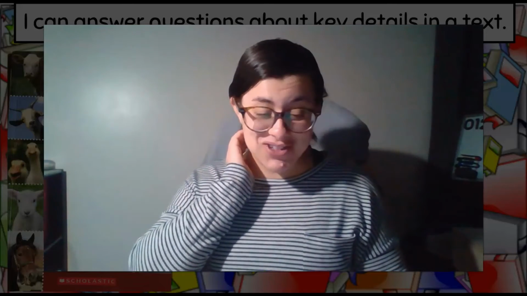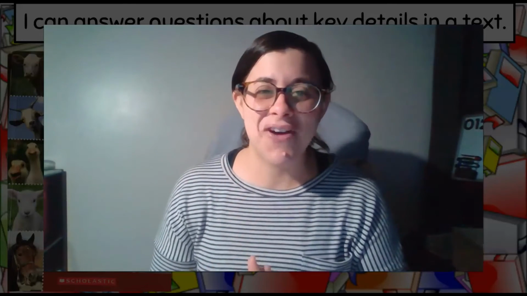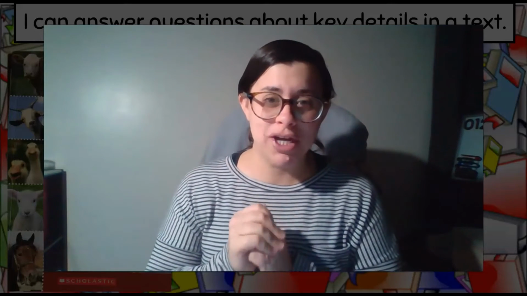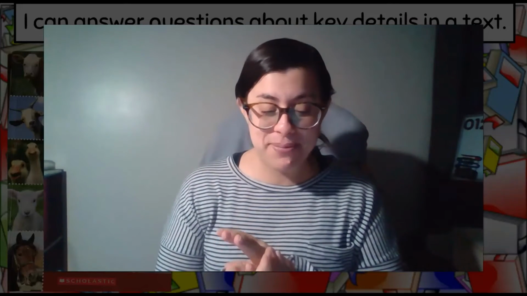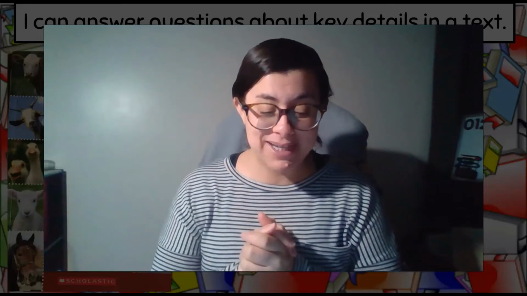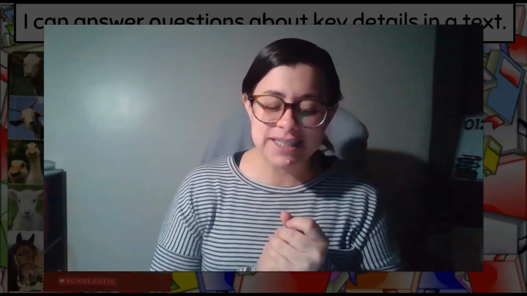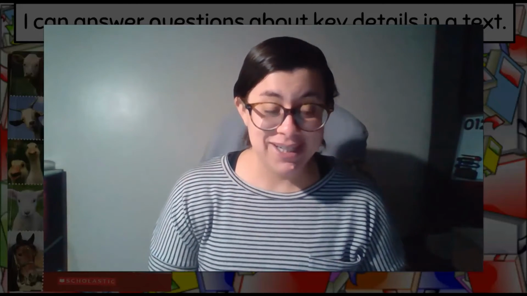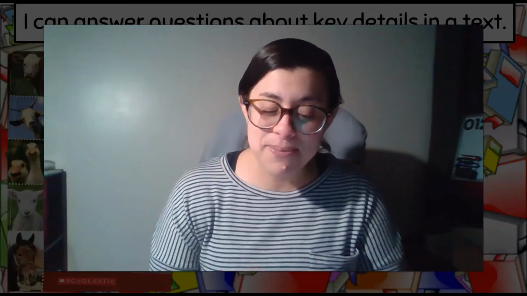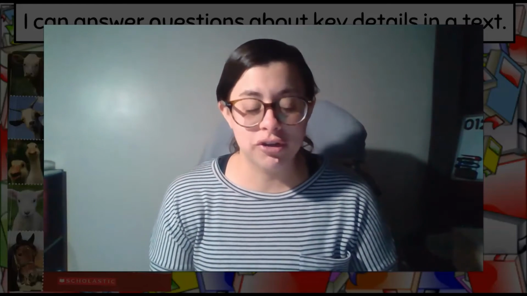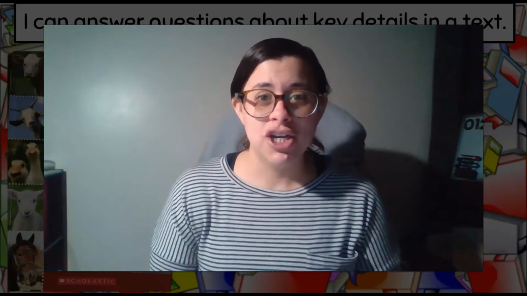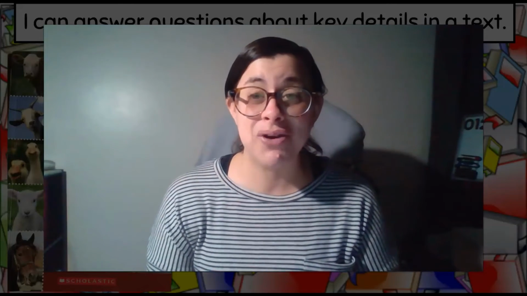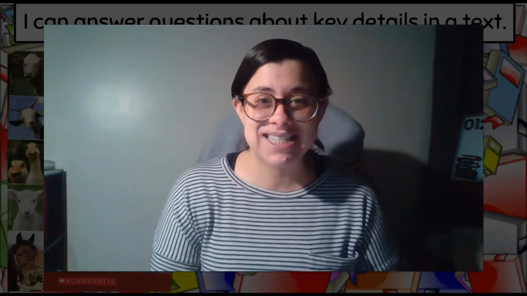Today we're going to continue to dive into the text Farm Animals. In an earlier lesson, we practiced answering questions about the text Rap-a-Tap-Tap. And today we're going to be practicing again using the text Farm Animals so that we can learn more about a new topic. In many informational texts, the pictures can help you find where to look for the answer to a question. So our reading thinking job today is: I can answer questions about key details in a text.